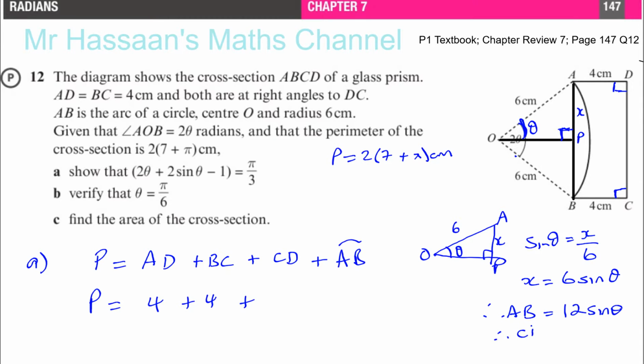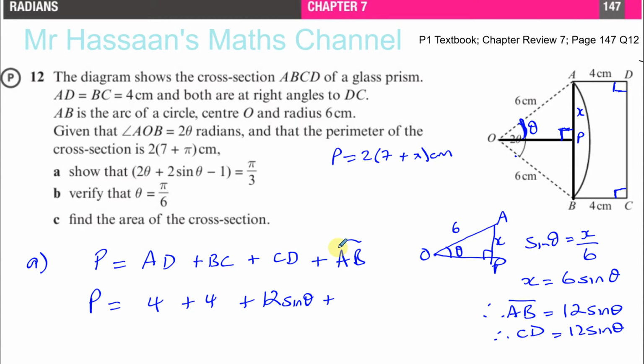Therefore CD is equal to 12 sine of theta as well, because AB and CD are the same. I'm not talking about the arc AB, I'm talking about the line between A and B, not the arc. So that means CD is 12 sine theta.